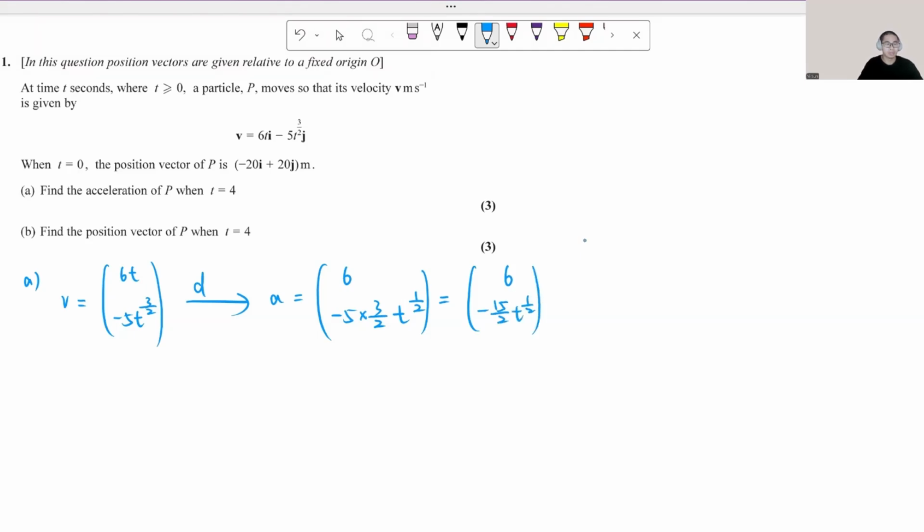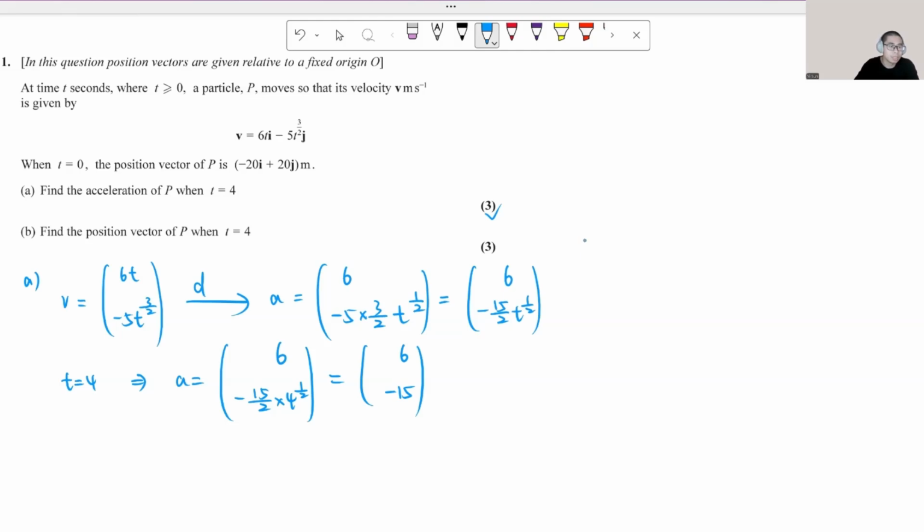And then they want us to find the acceleration when t equals 4. So t equals 4 will give us a equal to 6, which stays the same because it's already a constant, and then negative 15 over 2 times 4 to the power of half. That should be negative 15. Then that would be the answer for part A.